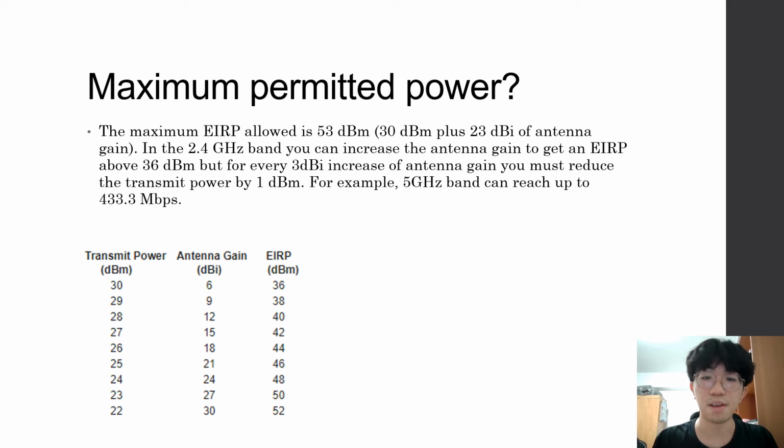For example, a 5 GHz band can reach up to 433.3 MB per second. There's a table showing the transmit power, antenna gain, and EIRP of different values and ranges.